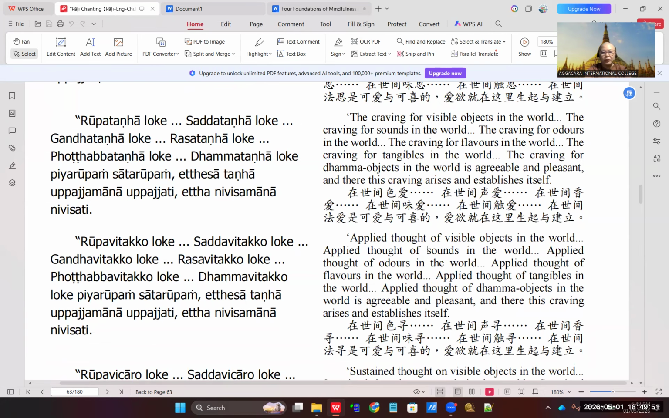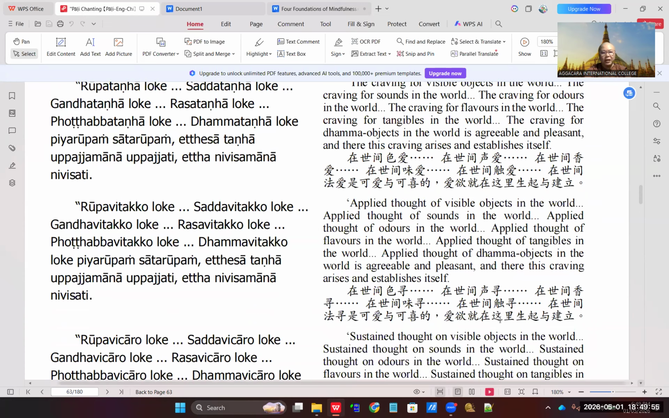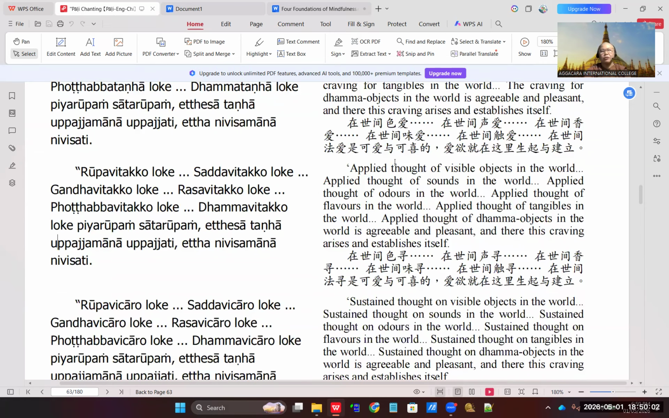Okay, applied thought of visible object and so on. After vitaka, applied thought, then you get vichara, sustained thought. Now what's the difference between applied thought and sustained thought? Applied thought is the first time the mind bends to the object. For example, you see a flower, so the mind inclines to the object, so we call it applied thought.